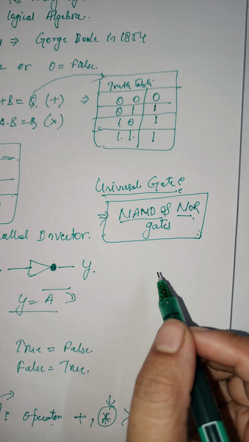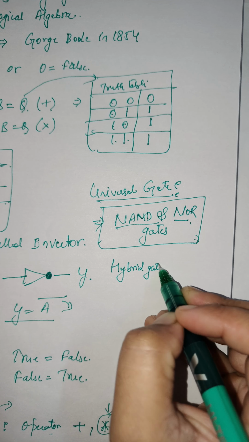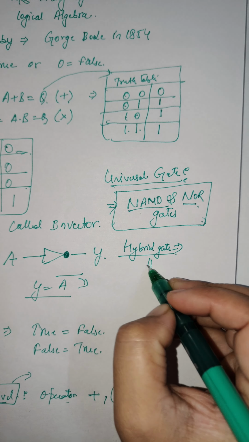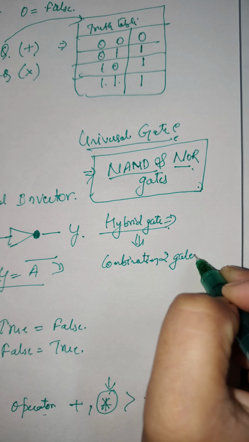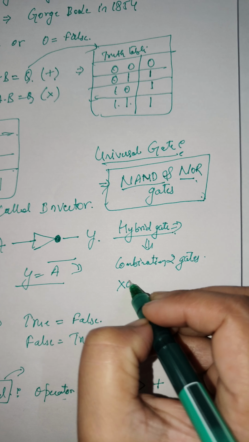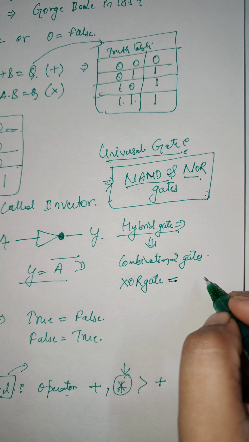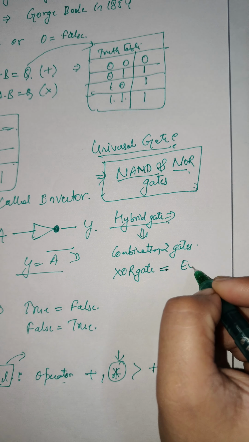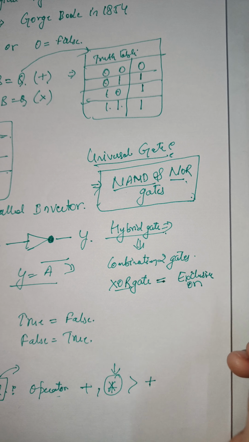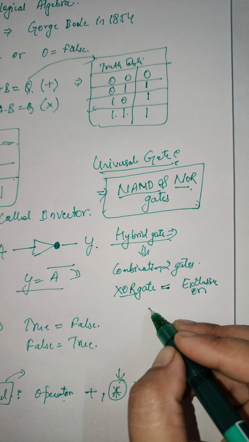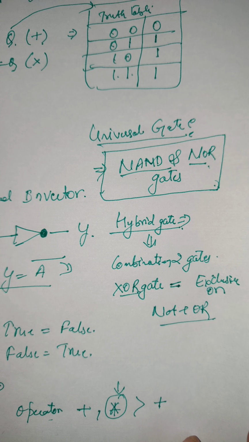And the next one is the hybrid gate. Hybrid gate means when we are using a combination of two gates, that is called a hybrid gate, like the XOR gate. XOR gate is known as exclusive OR. Okay, so it is a combination of the NOT gate plus the OR gate.